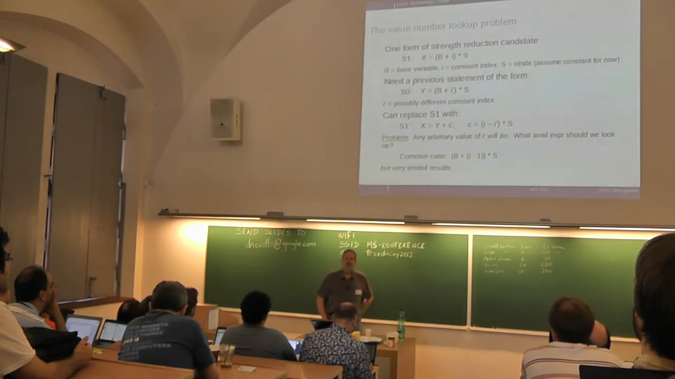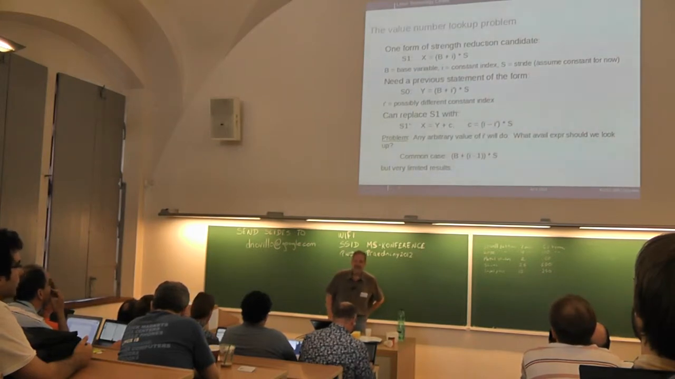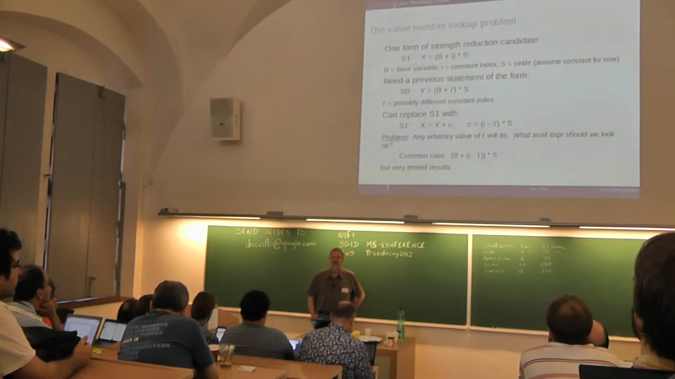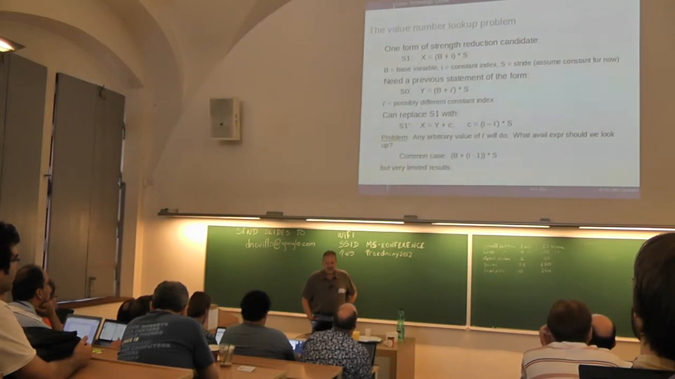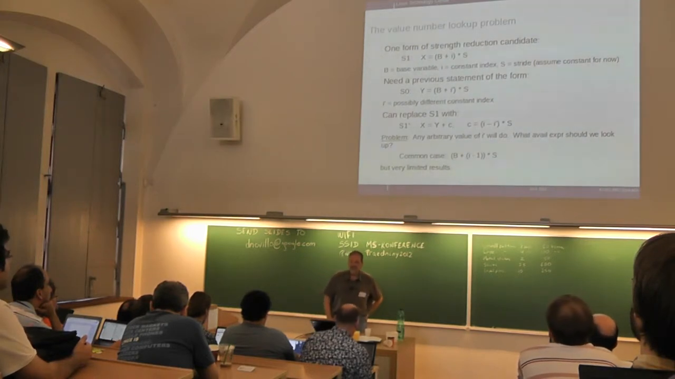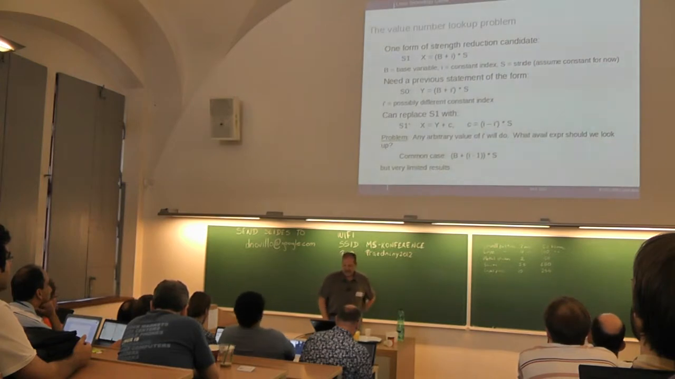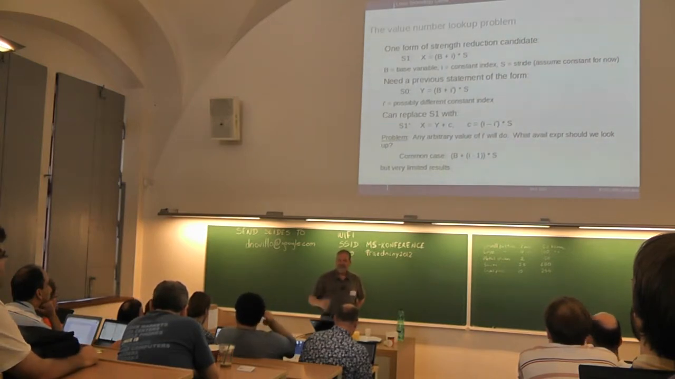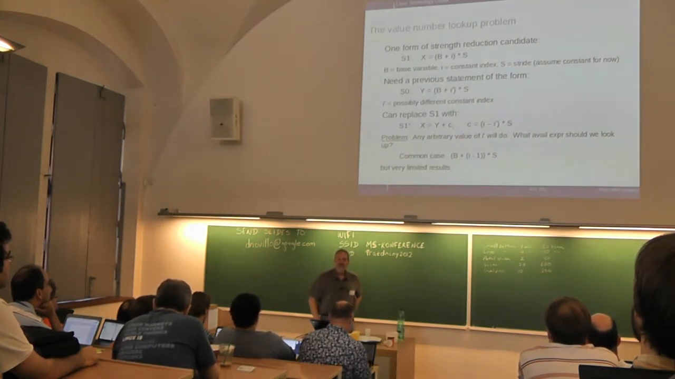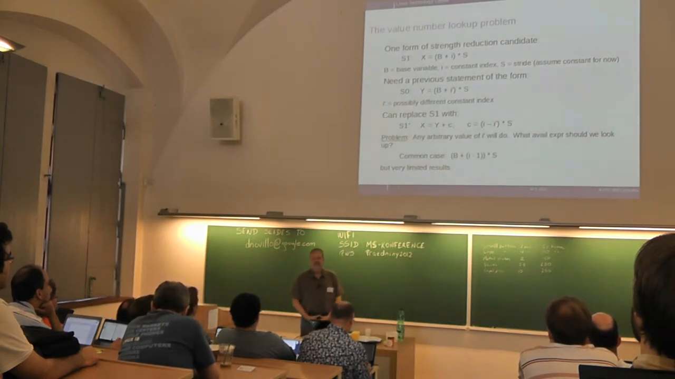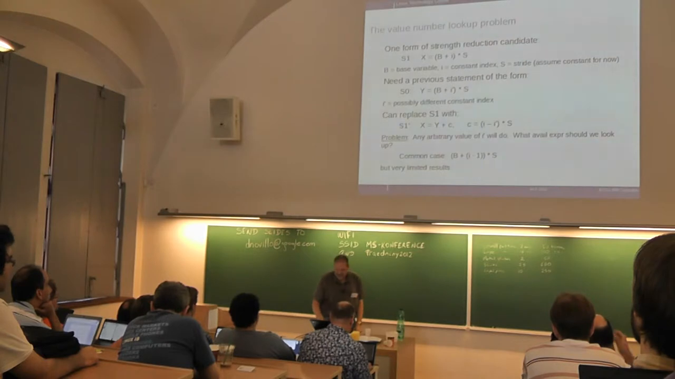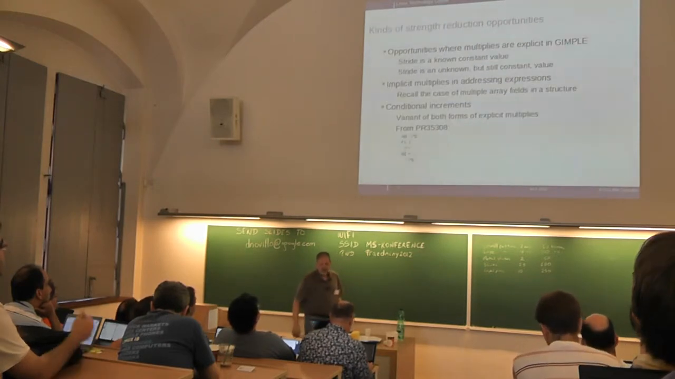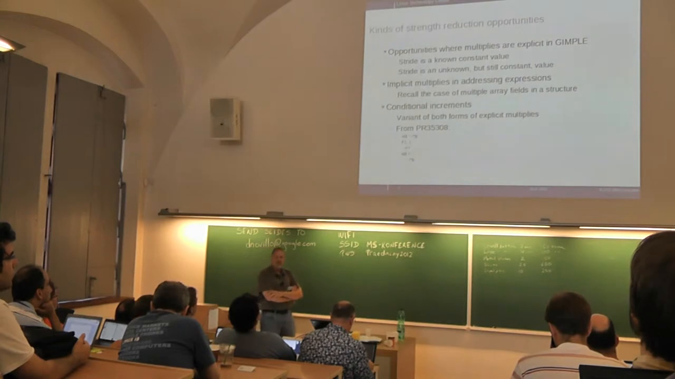The problem with looking up what we need in partial redundancy elimination is the fact that I prime is completely arbitrary. We can use any value of I prime for this. So we need to find something that's got one of a really large number of possible values, and you can't just go looking them all up. In practice, a common case that you'll see, and that we had on the first slide, was that you just look up I minus one and hope that's the one that you care about. But that often is a good thing, but it gives you pretty limited results. Okay, so there are various kinds of strength reduction opportunities that we were looking at on those earlier slides.